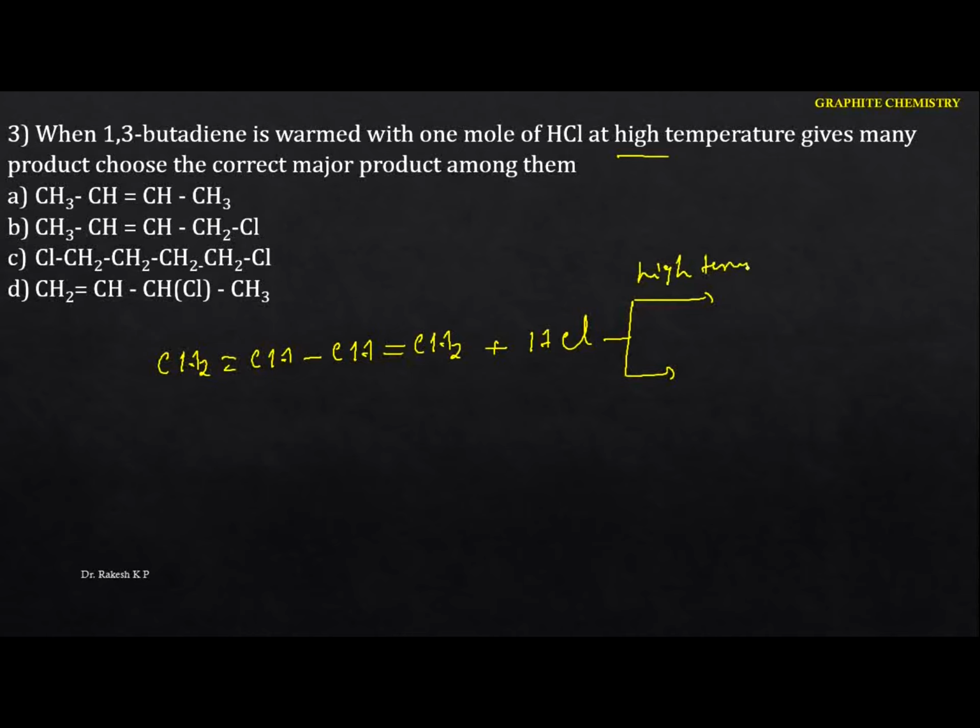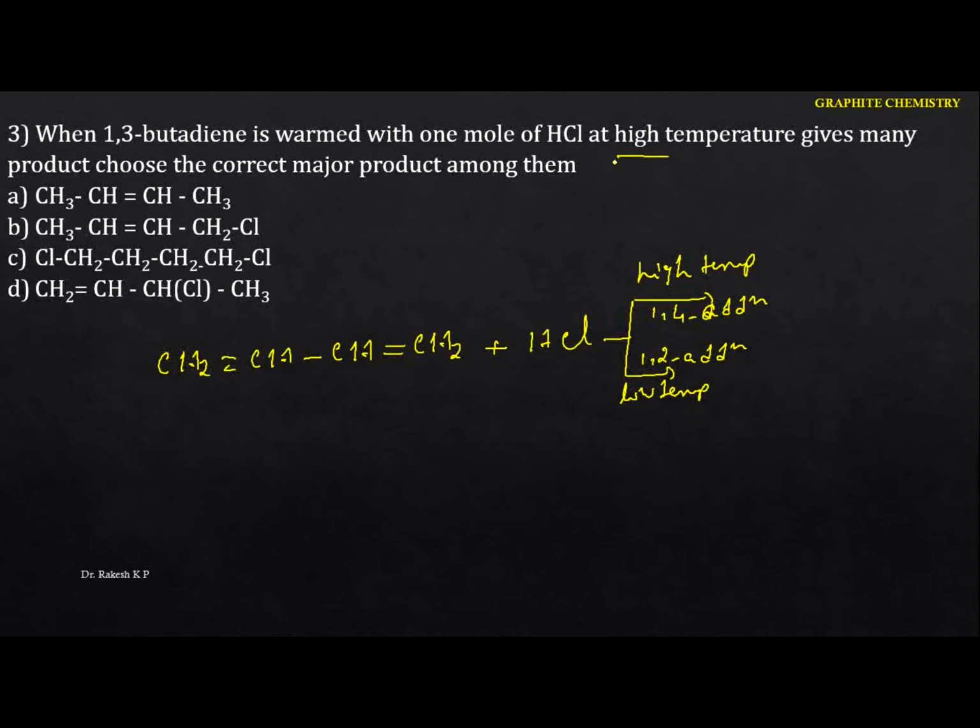So I'm going to indicate the high temperature, and here the low temperature. At the high temperature we can identify the 1,4 addition. This is a very important one. At high temperature it follows the 1,4. If it is the low temperature, it forms the 1,2 addition. That means this will be added to the first carbon and also the fourth carbon here.